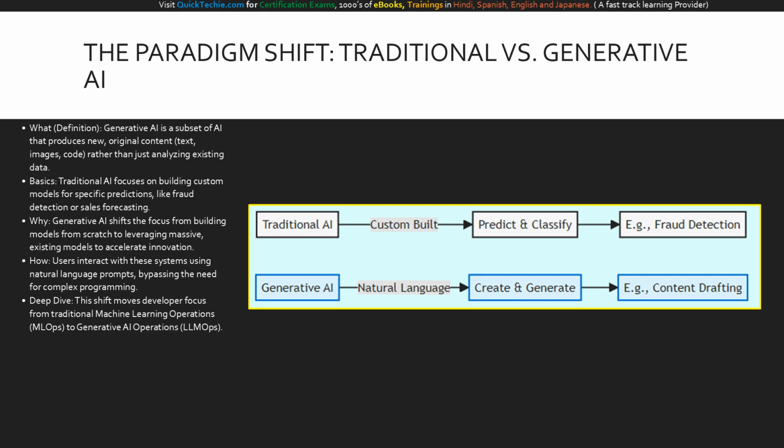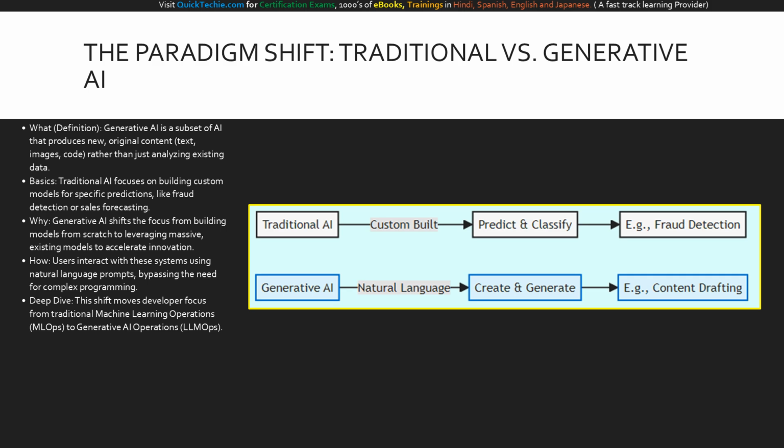We are moving away from traditional MLOps, where teams spend months training a single predictive model, into the era of LLMOps, where teams leverage incredibly powerful, existing models to orchestrate complex business workflows instantly. This shift is the foundation of modern AI strategy.